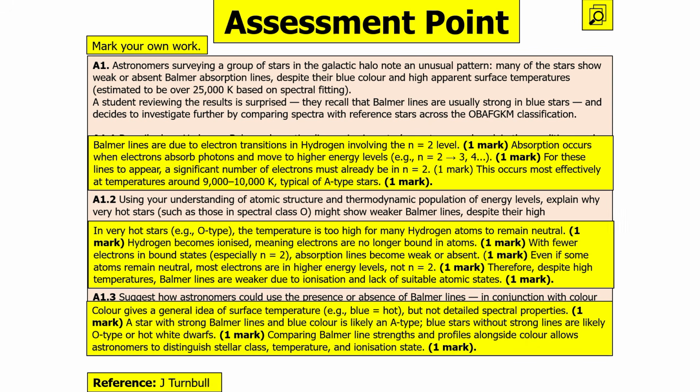A star with strong Balmer lines and blue colour is likely to be an A-type star. However, blue stars without the strong lines are likely to be O-type or hot white dwarfs. Comparing the Balmer line strengths and profiles alongside the colour allows astronomers to distinguish spectral class, temperature, and ionization state.